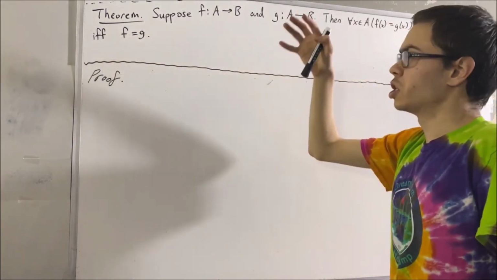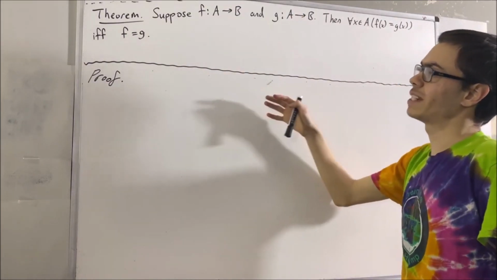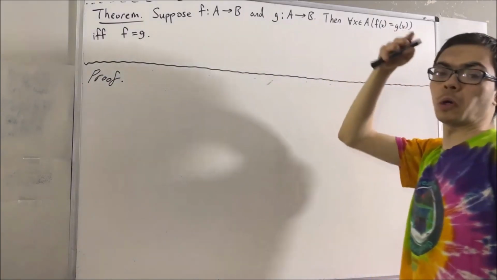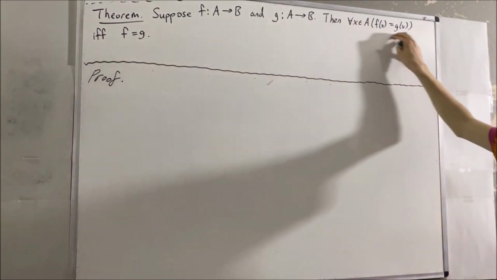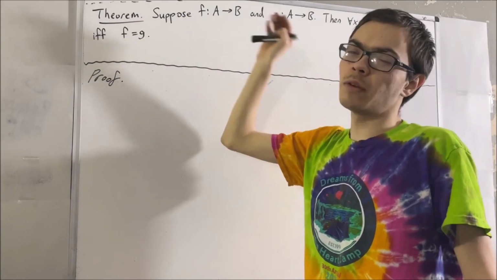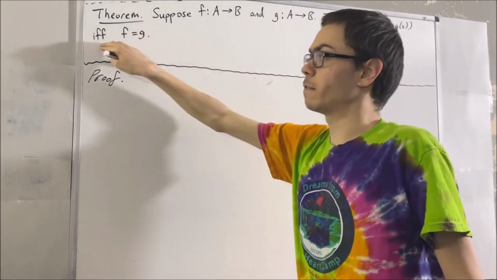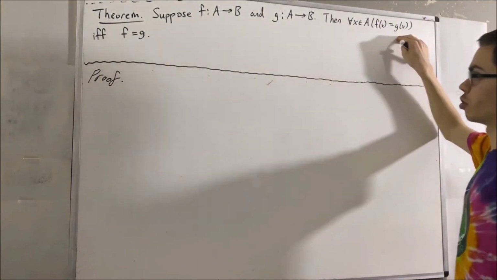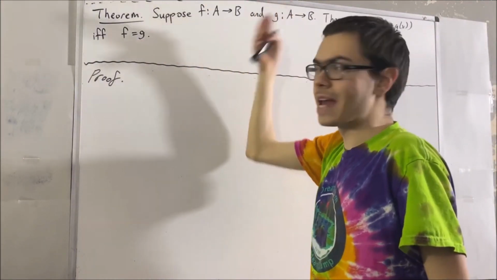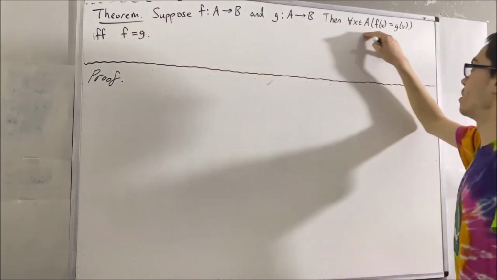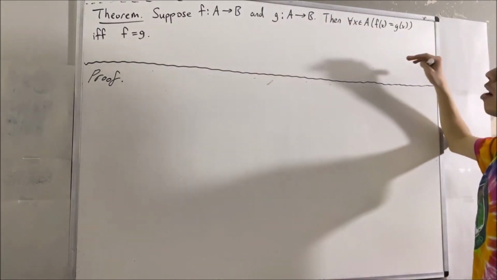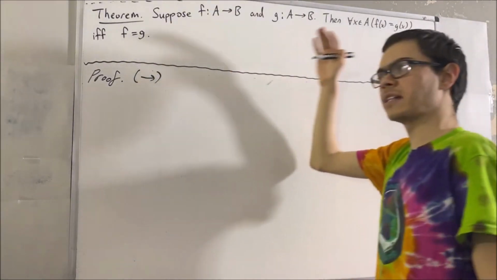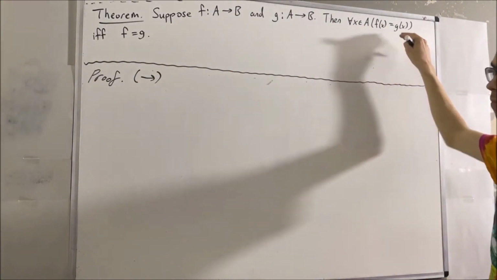Okay, so to prove this, let's suppose that we've already declared a function f from A to B and a function g from A to B. And so our whole goal now is to prove this statement. And really, we're trying to prove a statement containing if and only if. So what we can do is we can prove that if this is true, then this is true, and if this is true, then this is true. Let's start out by proving if this is true, then this is true. And to do so, assume this is true.